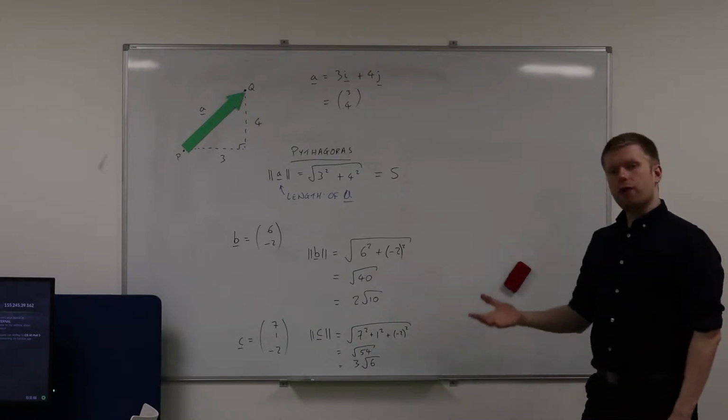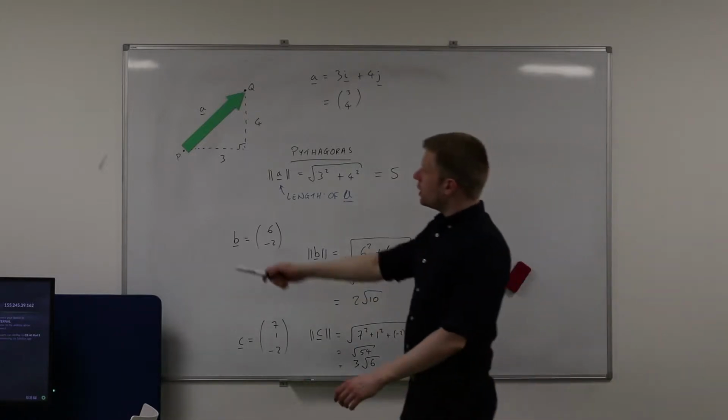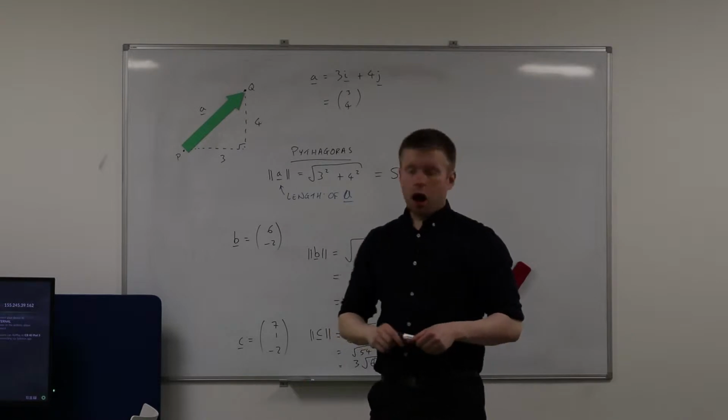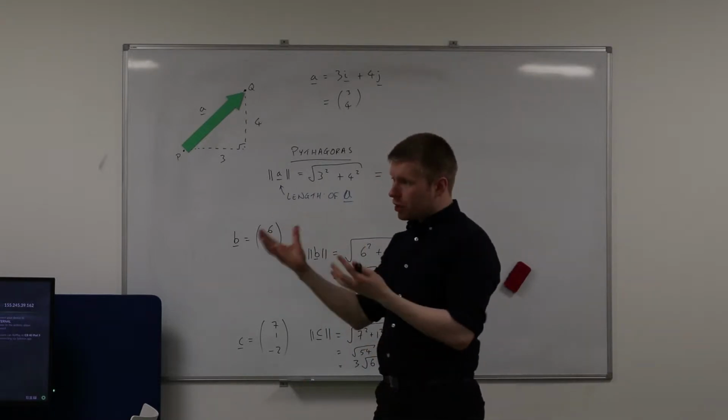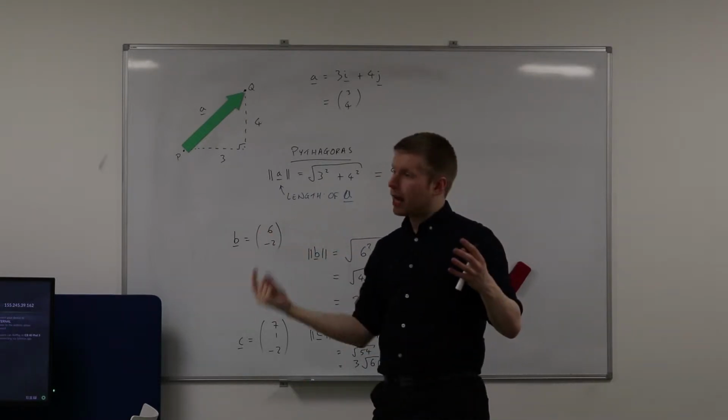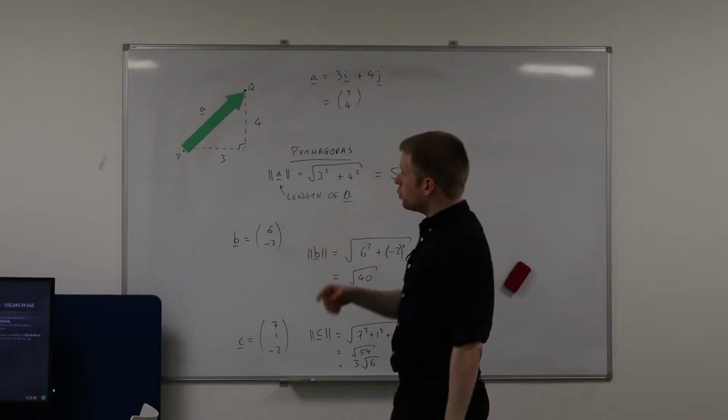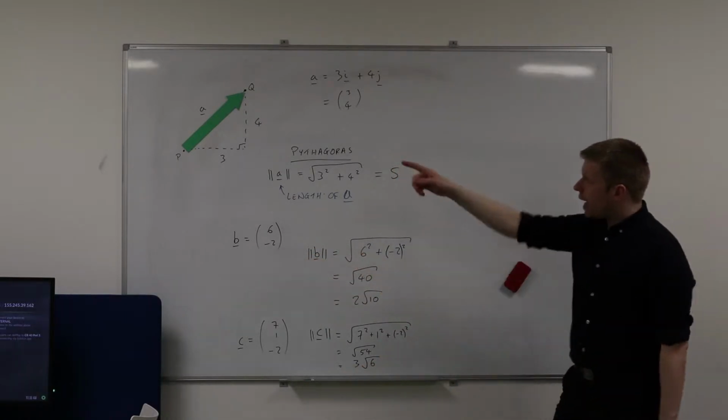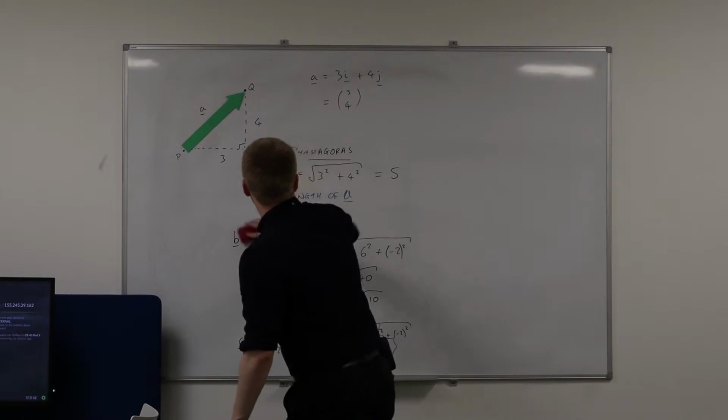So what can we do with vectors then? Are you happy that we can add and subtract vectors? Are you happy what the geometric meaning of adding vectors and subtracting vectors is? So just remind me, if this is A, what would negative A be?